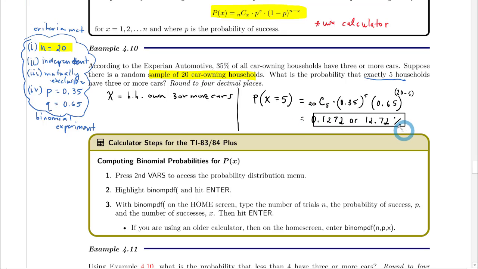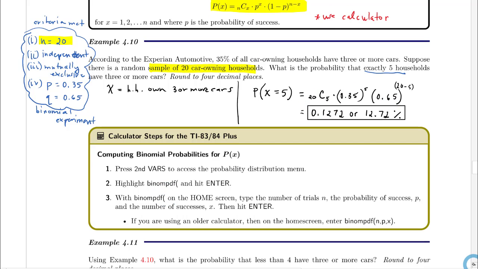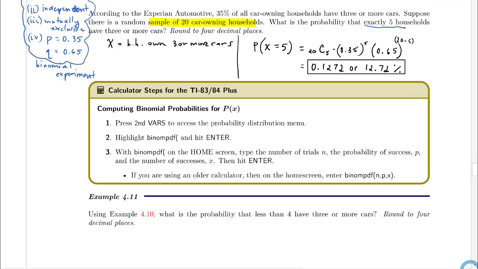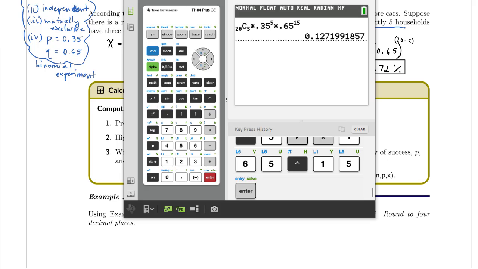However, your calculator has a binomial probability distribution in its menu. So it's super awesome, and we wouldn't have to go through all of this. In fact, we would just need to know the number of trials, the number of successes, and the probability of success. And so the first thing we'll do is we'll go to the calculator.